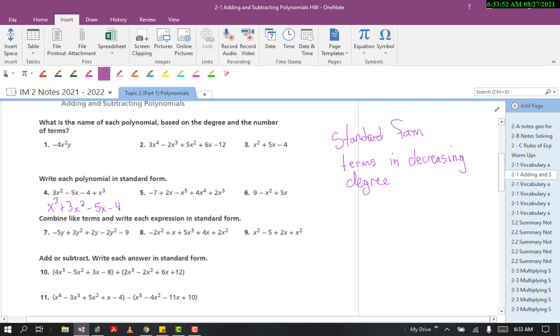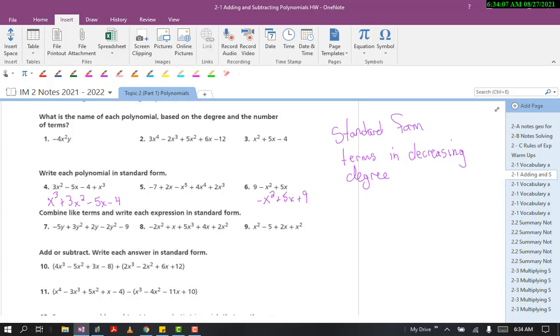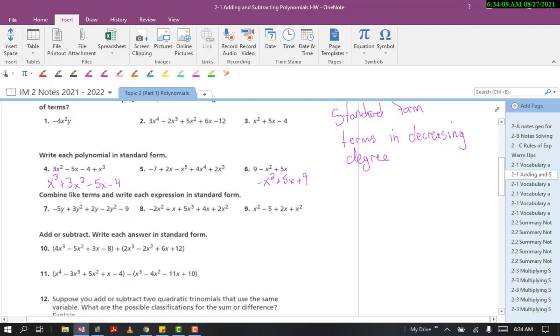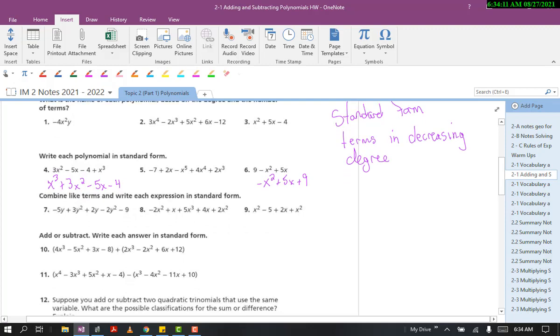Same thing with number 6. We'll skip 5 for a second. So negative x squared, because that x squared is negative, not the 9. And plus 5x, and that 9 is positive. That's in standard form. Just decreasing order. And if you have to combine like terms, if there are like terms, do that first.